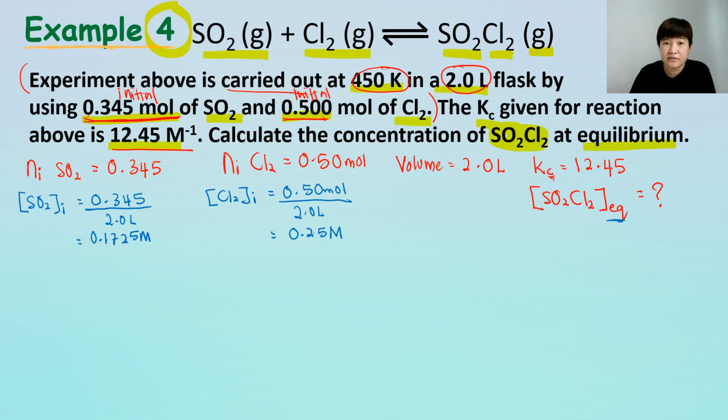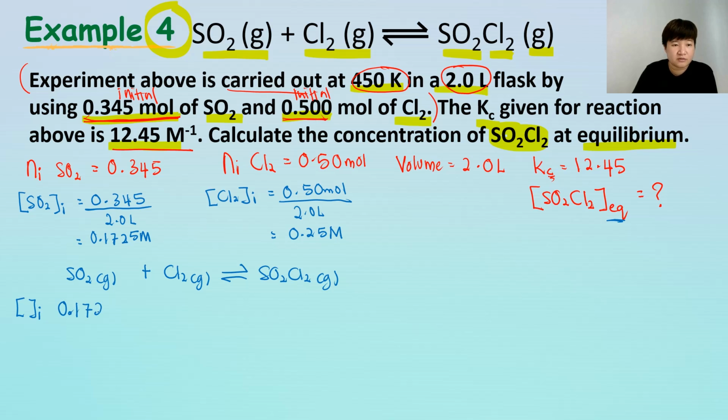So you have the concentration initial, you have the equation, and the question is asking for the equilibrium. We start off with the I.C.E. table. Make sure you always start your I.C.E. table with your balanced equation. SO2 gas plus Cl2 gas forming SO2Cl2 gas, 1:1 ratio. So you have your concentration initial over here. The concentration initial of SO2 you just calculated, 0.1725. Cl2, 0.25. And the product, 0, as always.